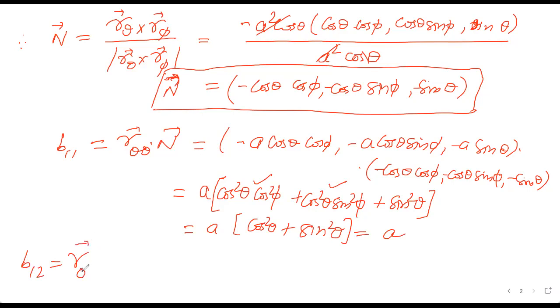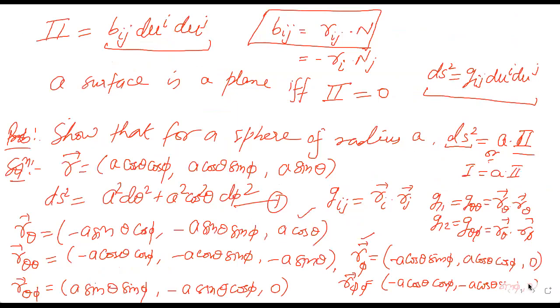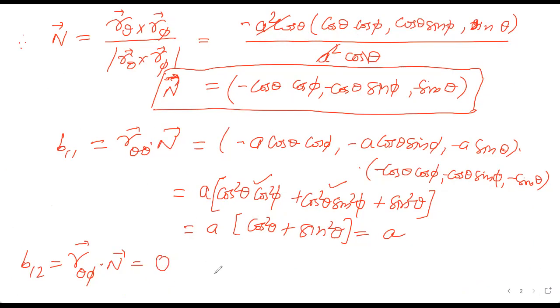So b12 will be what? r theta phi dot n. So it will be coming 0. Now we will check, because in r theta phi the last term here is 0, and the other terms will cancel out. In the same way we will find it like I have done for b11. And b22 will be how much? r phi phi dot n. So it will be a cos square theta. Is it clear?